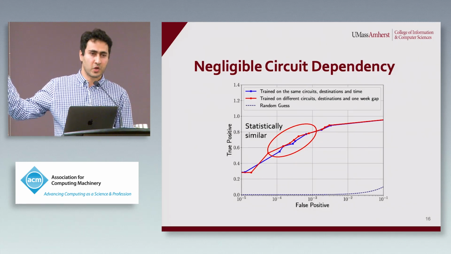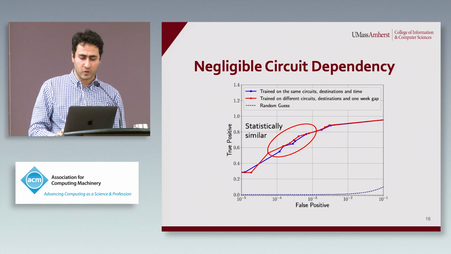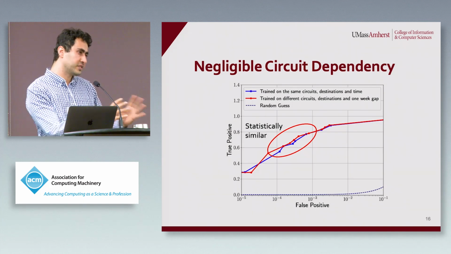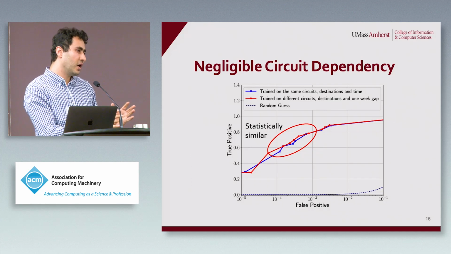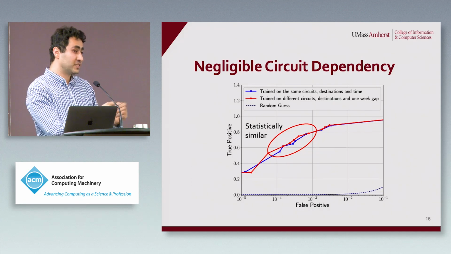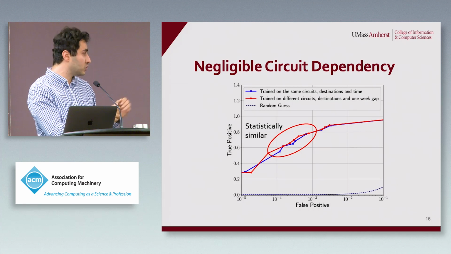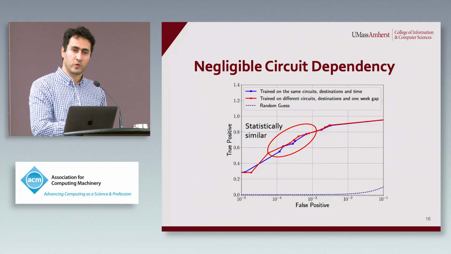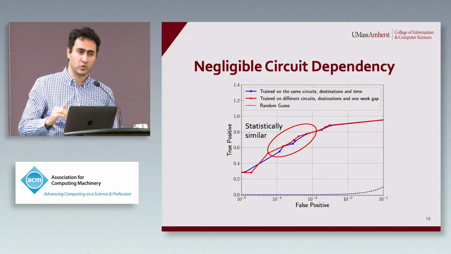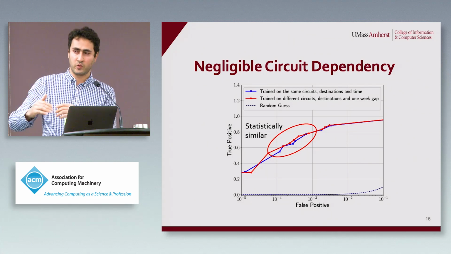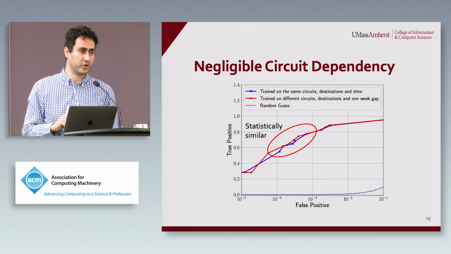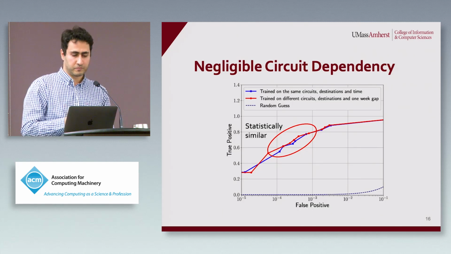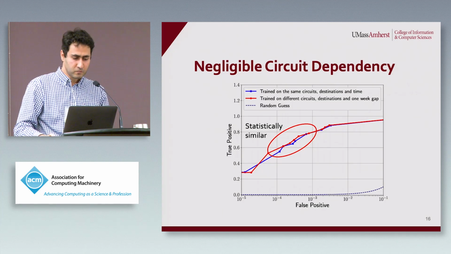And from this figure, it shows that, in fact, the model is working well. The blue line shows when you're training on a set of flows and then testing on a set of flows that use the same circuits as the flows used for training. And the red line is the case where you train on some flows over some circuits, and then you test on flows that are on exclusively different circuits, right? And you see that the results are statistically similar, which is good news for the system.